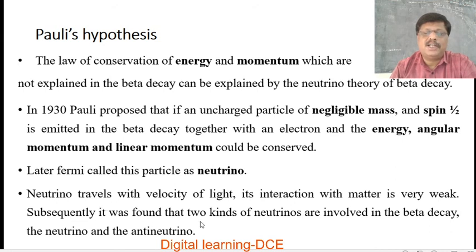Subsequently, it was found that two kinds of neutrinos are involved in the beta decay, the neutrino and the antineutrino. So, not only a single neutrino, two neutrinos are there. The neutrino and the antineutrino are emitted along with the beta particle and the positron decay.